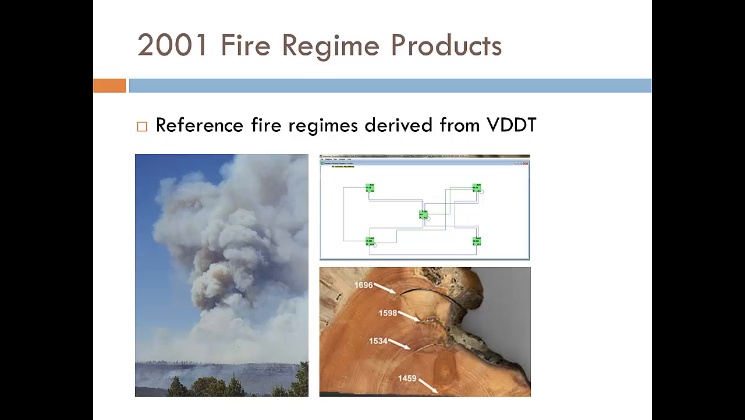In LANDFIRE National, fire frequency and severity from the BpS models created with the Vegetation Dynamics Development Tool were used as inputs to the LandSum landscape succession model, which was used to map the reference fire regimes. In LANDFIRE 2001 and 2008, the fire regime groups, fire frequency, and fire severity maps were derived directly from the Vegetation Dynamics Development Tool models associated with each BpS group.